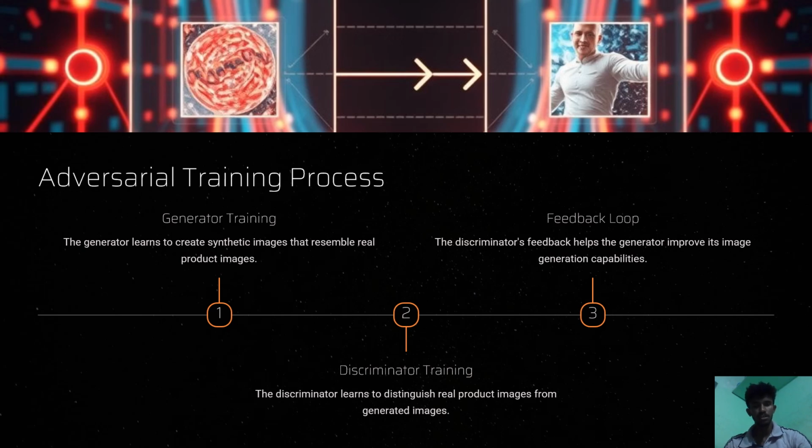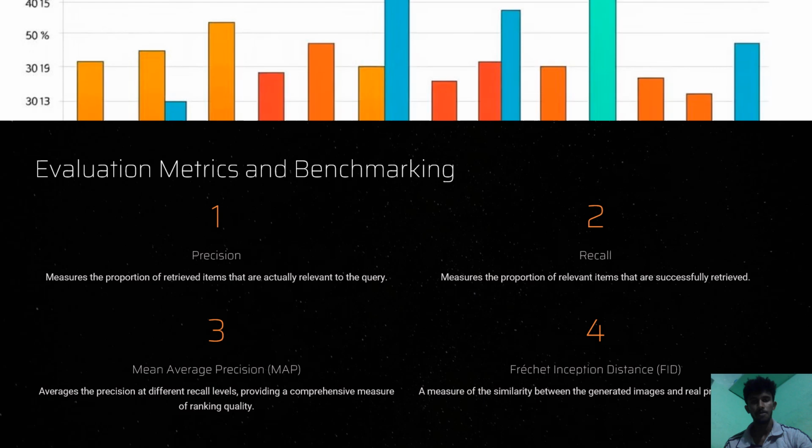In that we have the adversarial training process, with generator training, the feedback loop, and discriminator training. In generator training, the generator learns to create synthetic images that resemble the real product images. The discriminator feedback helps the generator improve its image generation capabilities. In discriminator training, the discriminator learns to distinguish real product images from generated images.